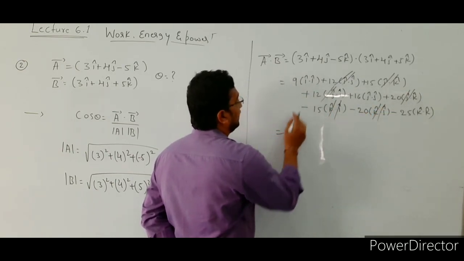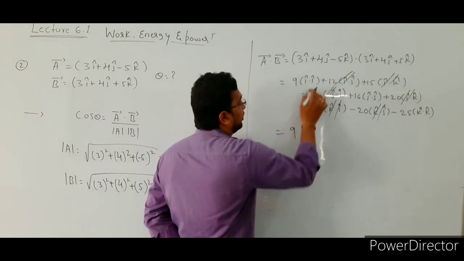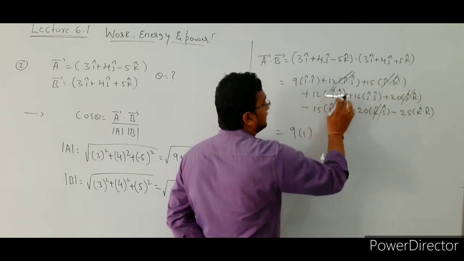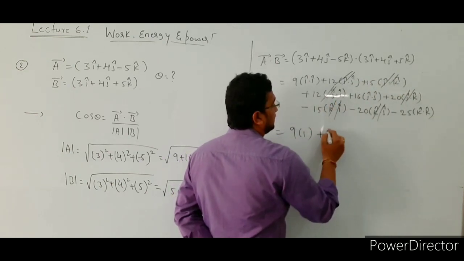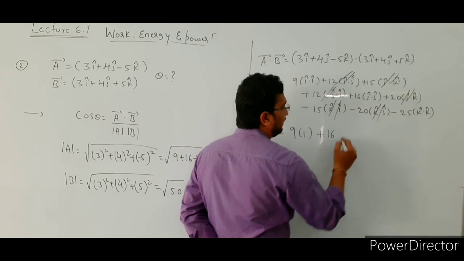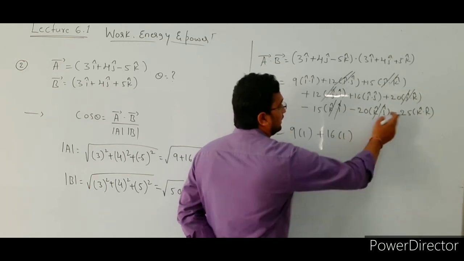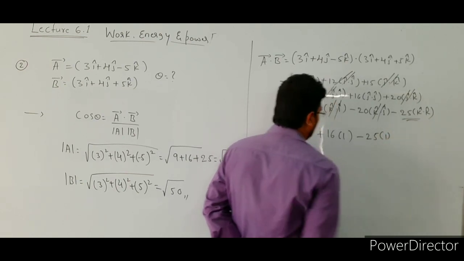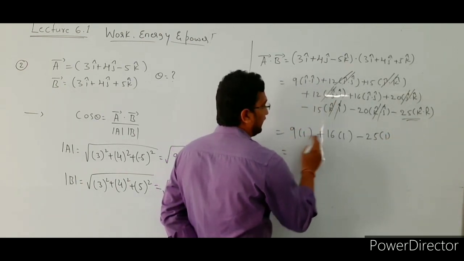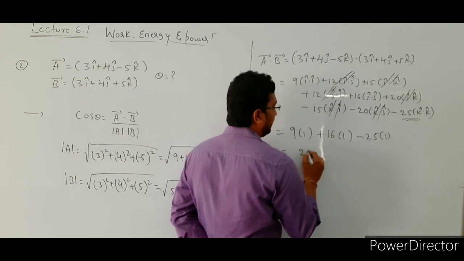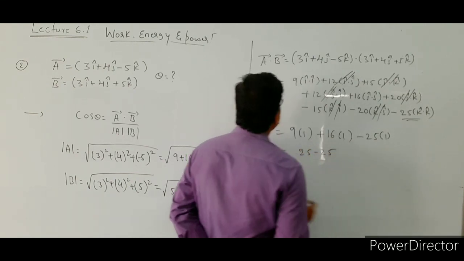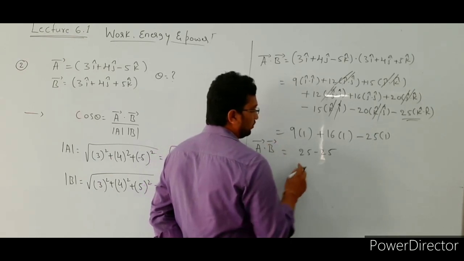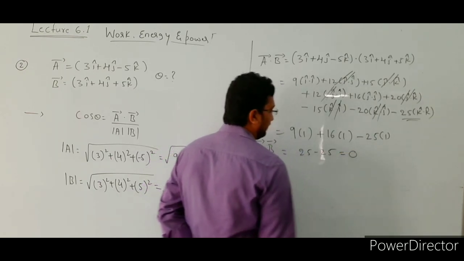Okay, see here. So then 9 as it is, i dot i value is 1. Next, these two get cancelled. Here also its value is 0, plus 16, j dot j value is 1. Next, this is minus 25, k dot k value is 1. So this is equal to 9 plus 16, that is 25, minus 25. So A vector dot B vector is equal to 25 minus 25, its value is 0.